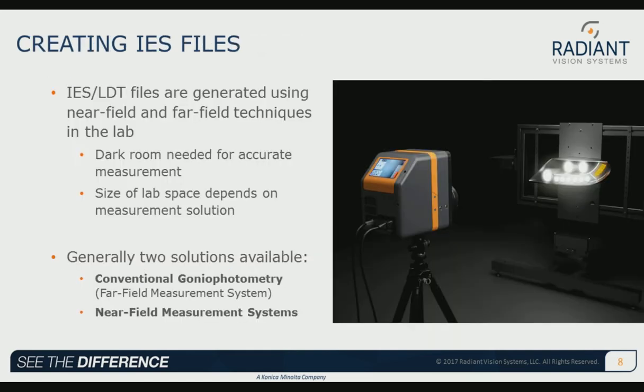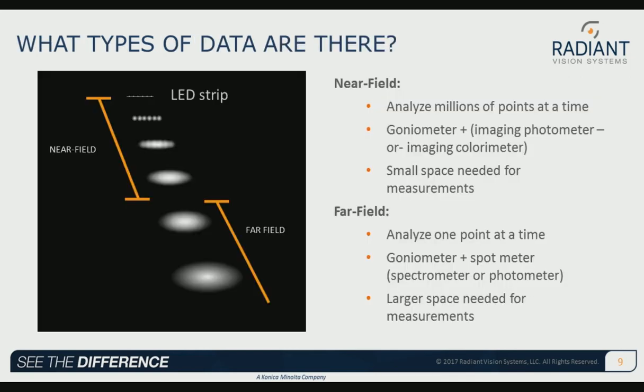The photometric data files themselves can be generated using near-field and far-field techniques in made-to-be dark lab spaces, where the size of the lab will generally depend on the measurement solution itself. There are two solutions available for creating such photometric data files. Conventional far-field goniophotometry is one of them, and the other is the near-field measurement system.